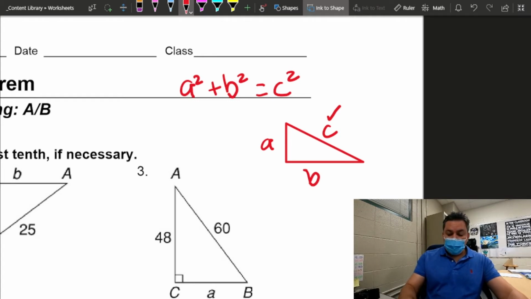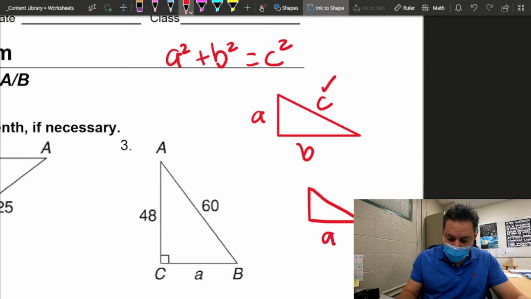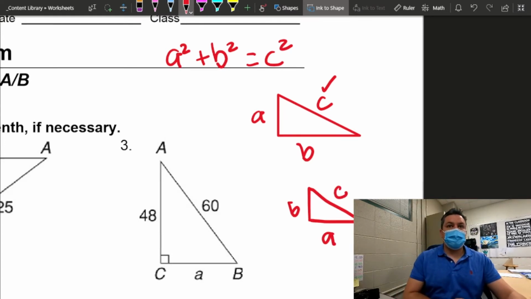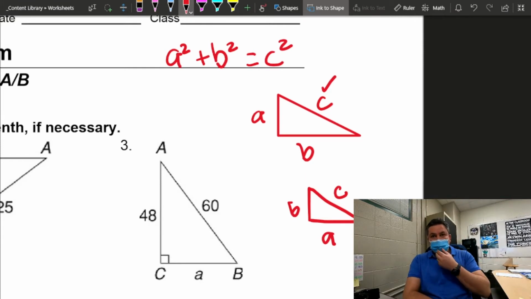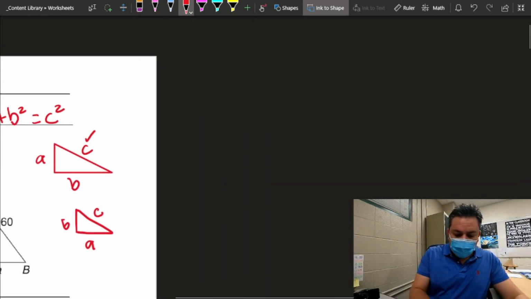Now for A and B, it doesn't matter. You can have A right here and B here, but C is always going to be the longest. A and B can switch, I don't care. Nobody cares. But C is always the diagonal. So with that said, let's do a couple of samples.